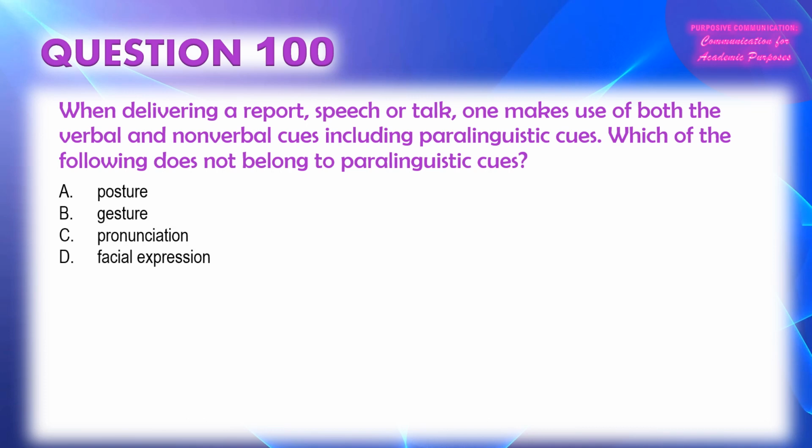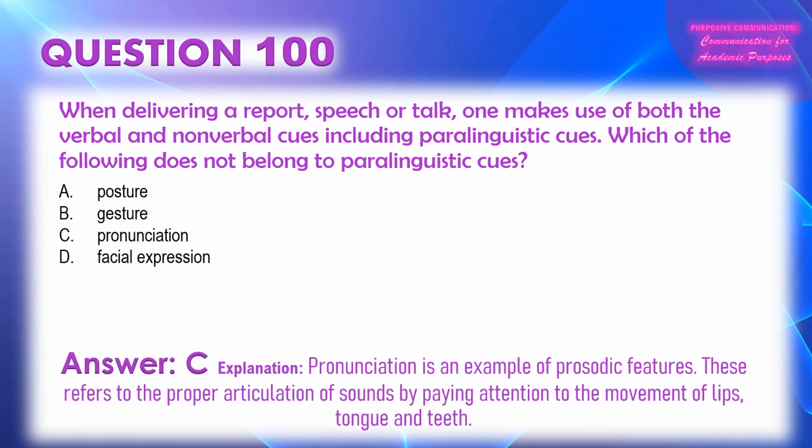Question 100. When delivering a report, speech or talk, one makes use of both verbal and nonverbal cues, including paralinguistic cues. Which of the following does not belong to paralinguistic cues? Answer C. Pronunciation. Pronunciation is an example of prosodic features. This refers to the proper articulation of sounds by paying attention to the movements of lips, tongue, and teeth. Also, this is an obvious answer as this is the only one which has something to do with verbal communication.